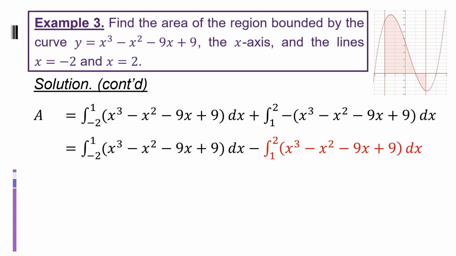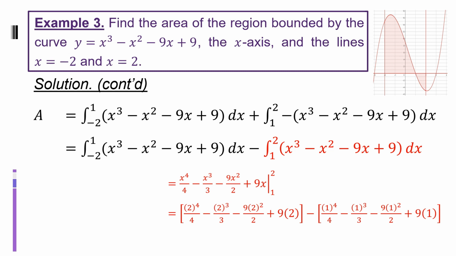Sunod naman natin ito. So we have same yung kanilang antiderivative. So that is x raised to 4 over 4 minus x cubed over 3 minus 9x squared over 2 plus 9x evaluated from 1 to 2. Or that is 2 raised to 4 over 4 minus 2 cubed over 3 minus 9 times 2 squared over 2 plus 9 times 2 minus 1 raised to 4 over 4 minus 1 cubed over 3 minus 9 times 1 squared over 2 plus 9 times 1. And you can verify in your calculator that the value is negative 37 over 12.